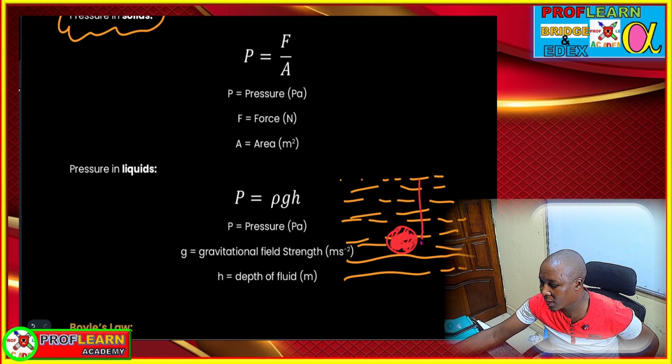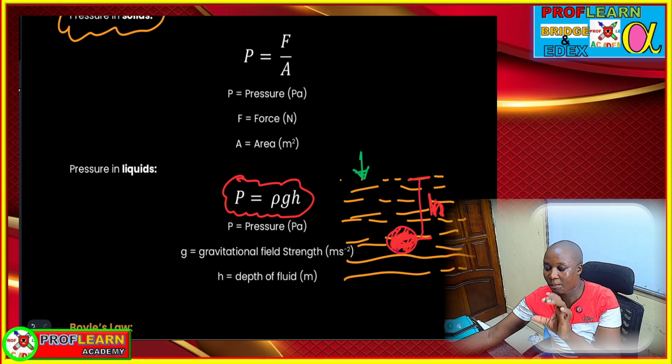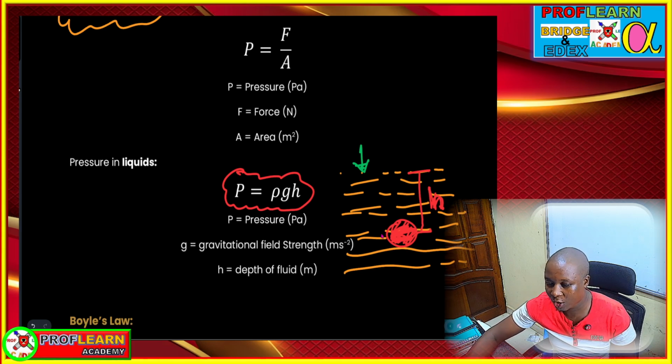We are going to check how deep it is, the height, and what the density of the liquid is. So pressure in a liquid is the density of the liquid times gravity times height. But also, if you are told there is atmospheric pressure acting on the surface of the liquid, then the total pressure down here is the pressure due to the liquid column plus the atmospheric pressure.